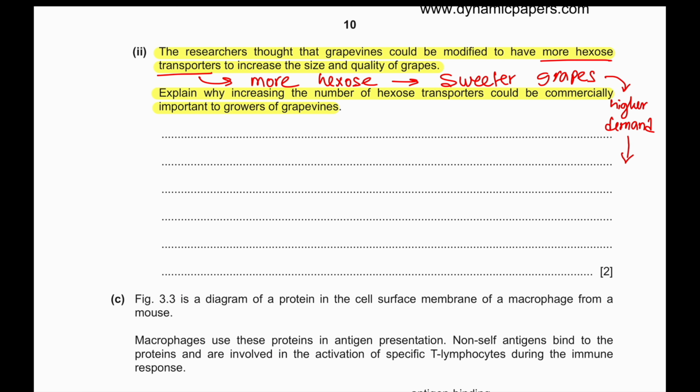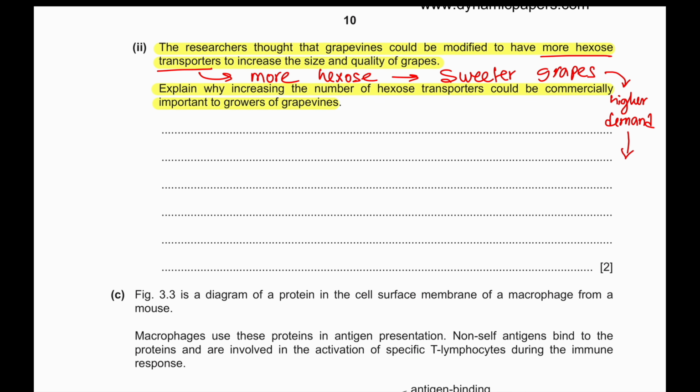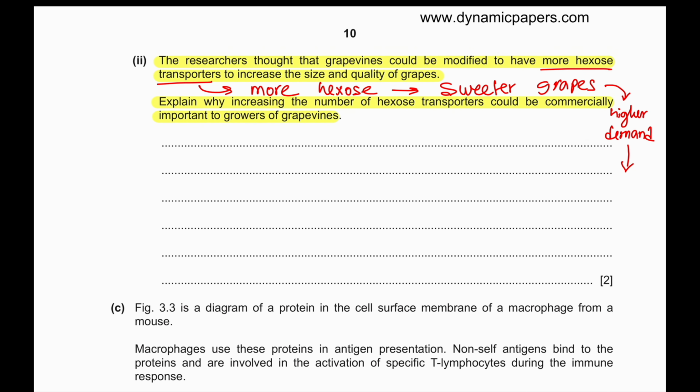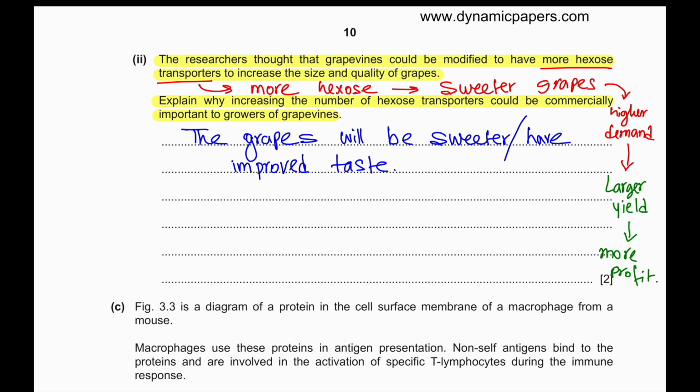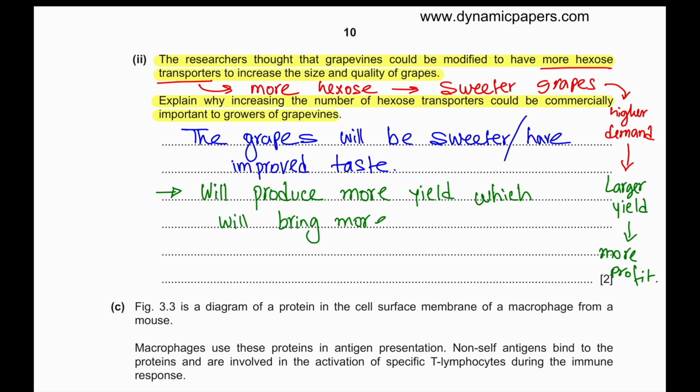And because there will be more glucose available for the grapes to grow and the plants to carry and transport, that particular plant will have a larger yield, meaning more profit. So the answer can be written: the grapes will be sweeter or will have improved taste, and they will also produce more yield, which will bring more profit for the farmers.